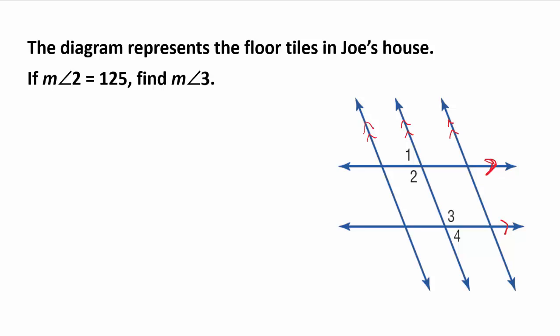So we want to know if the measure of angle 2 is 125 degrees, we need to find out what the measure of angle 3 is. Let's look at these, angle 2 and angle 3. We know that these are going to be alternate interior angles, and since they are on the interior of parallel lines cut by a transversal, then those two are going to be congruent to each other. So if the measure of angle 2 is 125, then the measure of angle 3 is also 125 degrees.